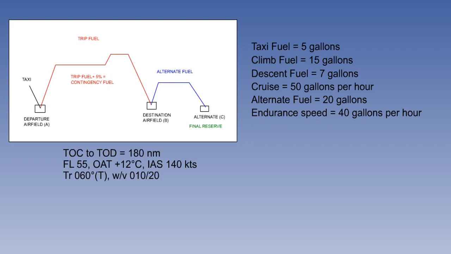The following information is also required. Top of climb to top of descent is 180 nautical miles at flight level 55. Outside air temperature, plus 12 degrees Celsius. Indicated airspeed, 140 knots. Track, 060 degrees true. Wind velocity, 010 degrees at 20 knots.